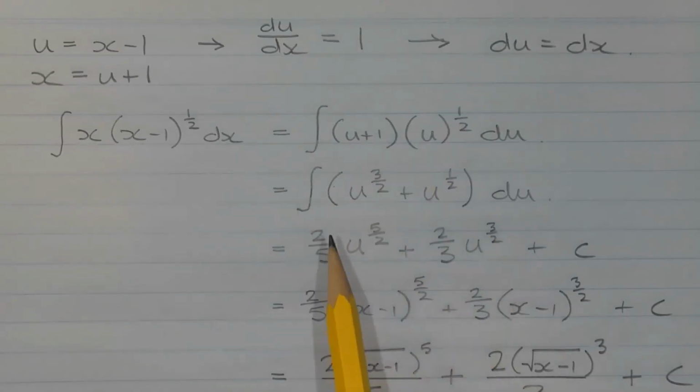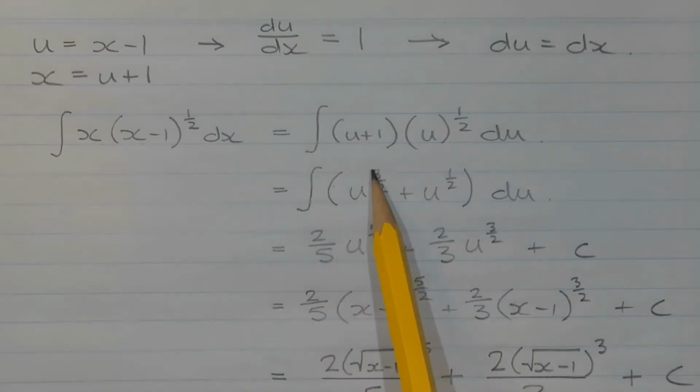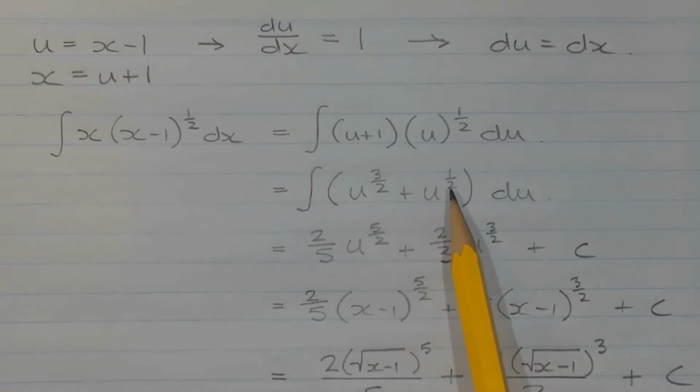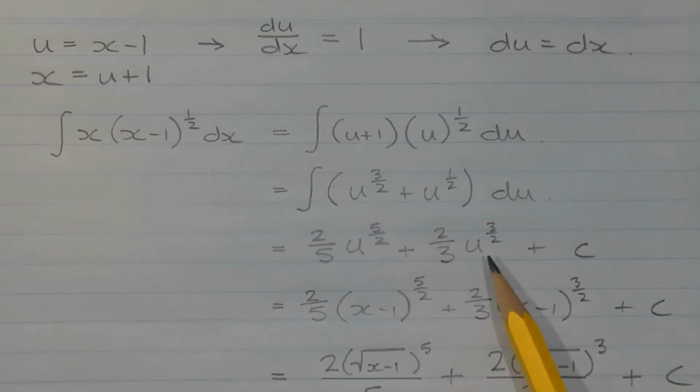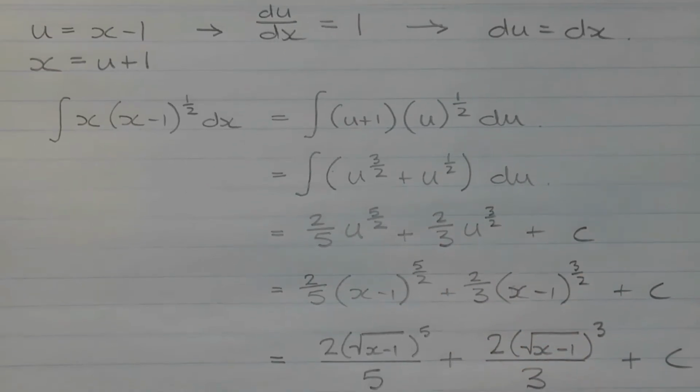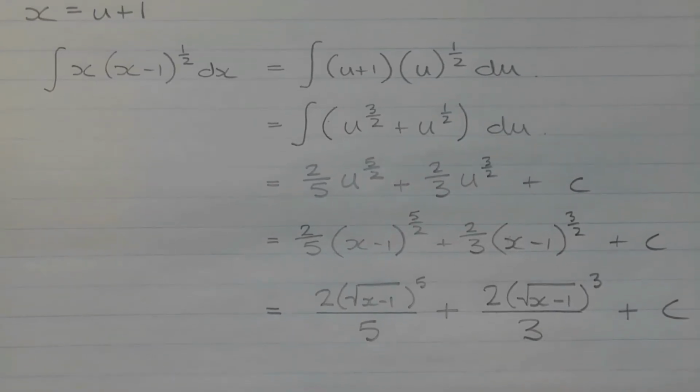Expanding the brackets, we get the integral of u to the power of 3 over 2 plus u to the power of 1 over 2 du. Performing the integration, we get 2 over 5 times u to the power of 5 over 2 plus 2 over 3 times u to the power of 3 over 2 plus the constant of integration c. But the solution needs to be in terms of x, not in terms of u. And we know that u is equal to x minus 1.